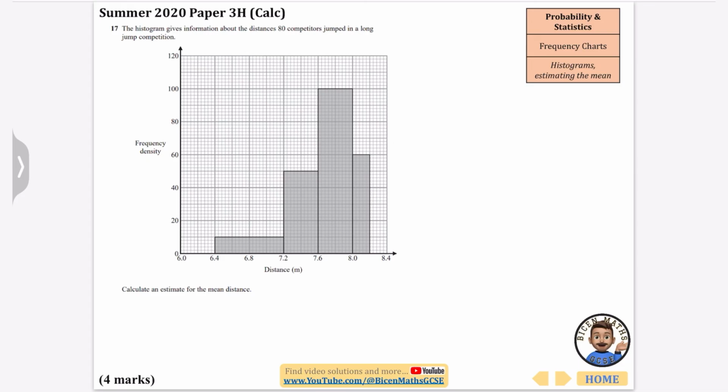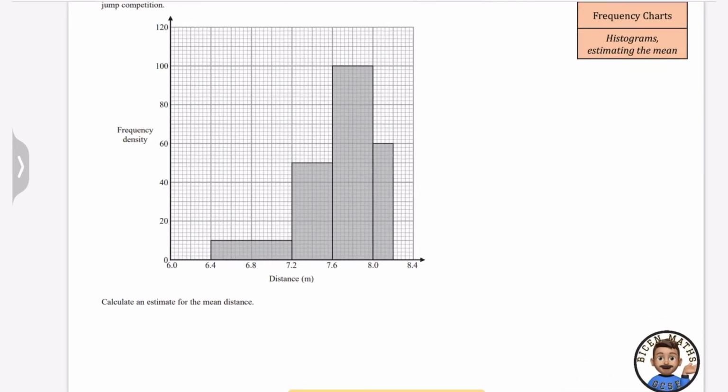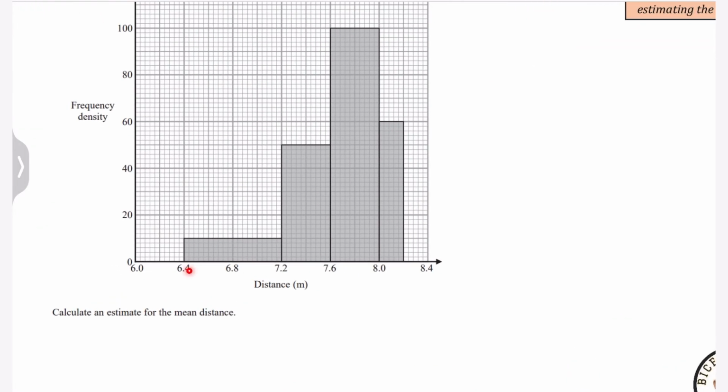Finally, we're on the last one that we've got here. The histogram gives the information about the distances of 80 competitors, and it says calculate an estimate for the mean distance. So in a second, I'm going to want to do a table that goes with it, but I think to begin with, I'm going to find the areas of each section. So the class width between 6.4 and 7.2, well, that's 0.4, 0.8. So the class width is 0.8 and the frequency density is 10.